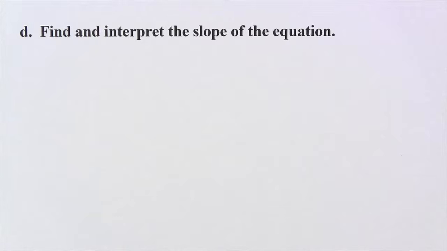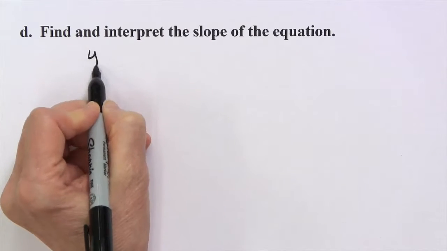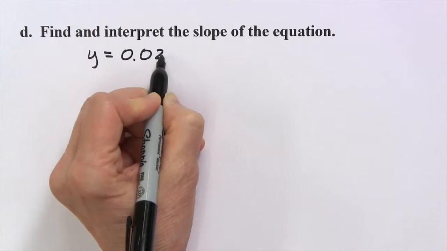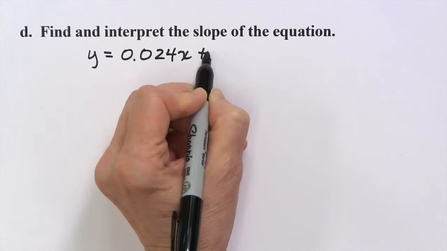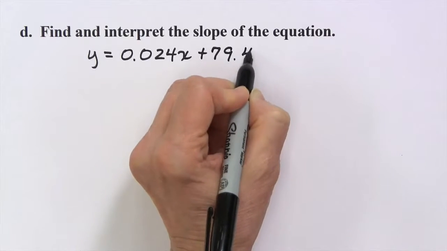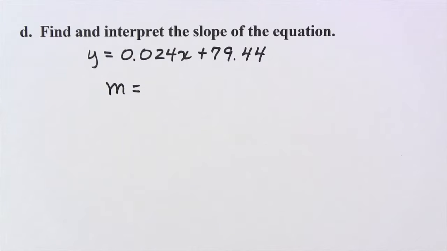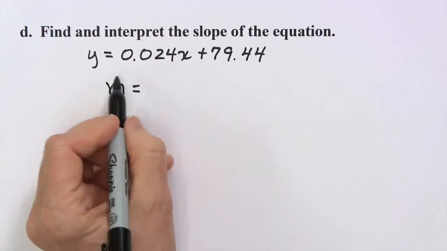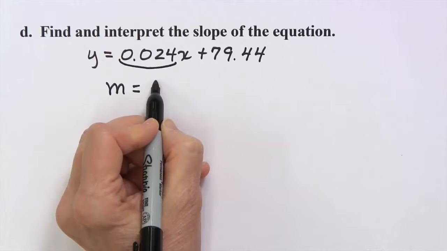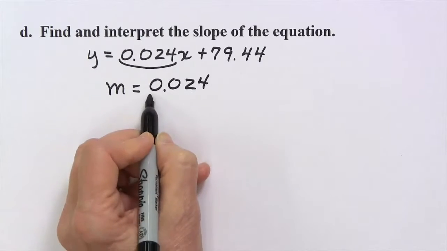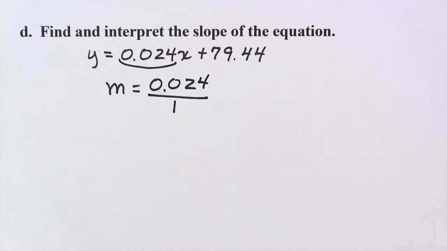Part D, we want to find and interpret the slope of the equation. Well, what is the equation? It is Y equals 0.024x plus 79.44. First, identify the slope. The slope is the coefficient of x, which is 0.024, or I can write it as that over 1.